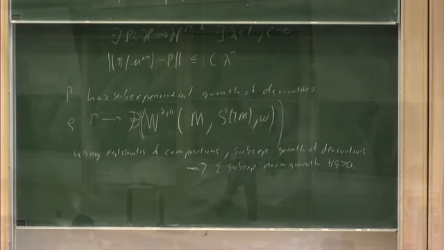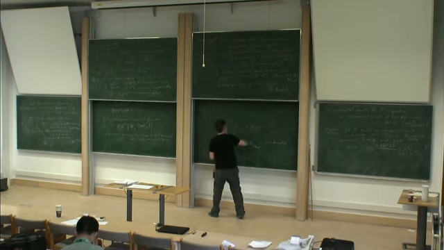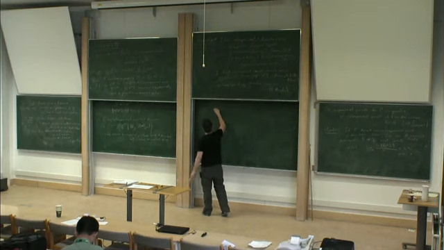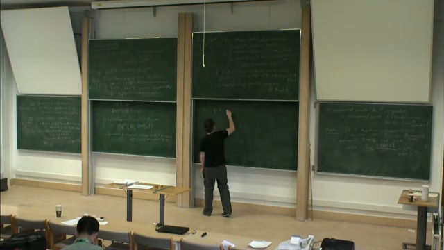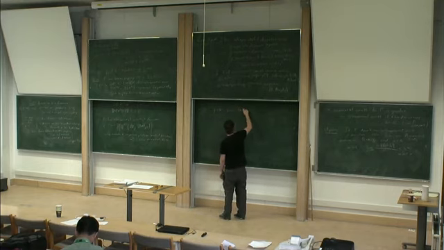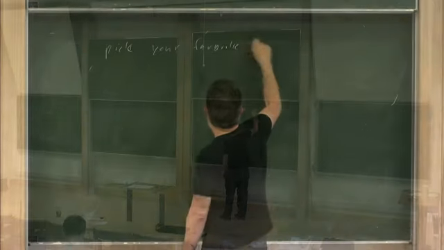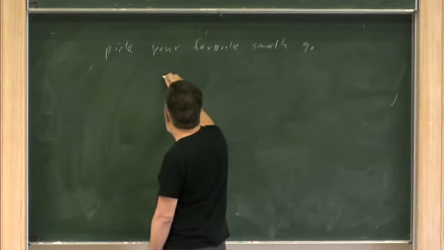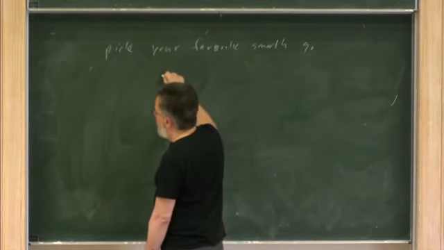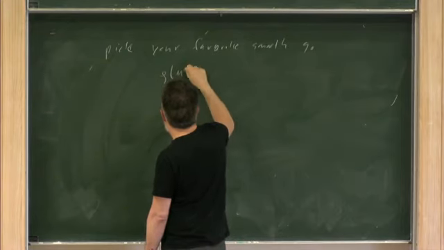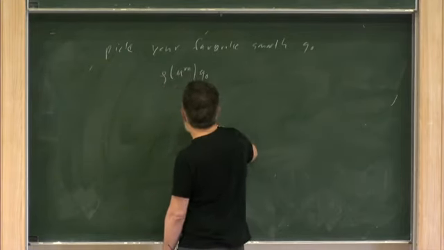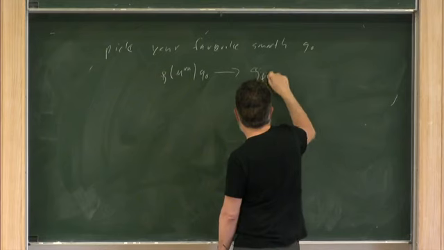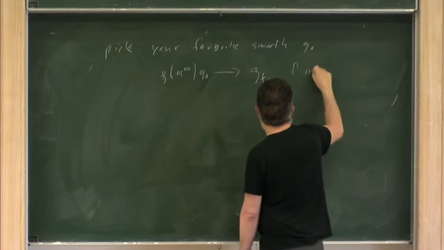And now what do you do? You just pick your favorite smooth metric, g0, and you look at rho u star n g0, and this converges to some g final, say, which is gamma invariant.